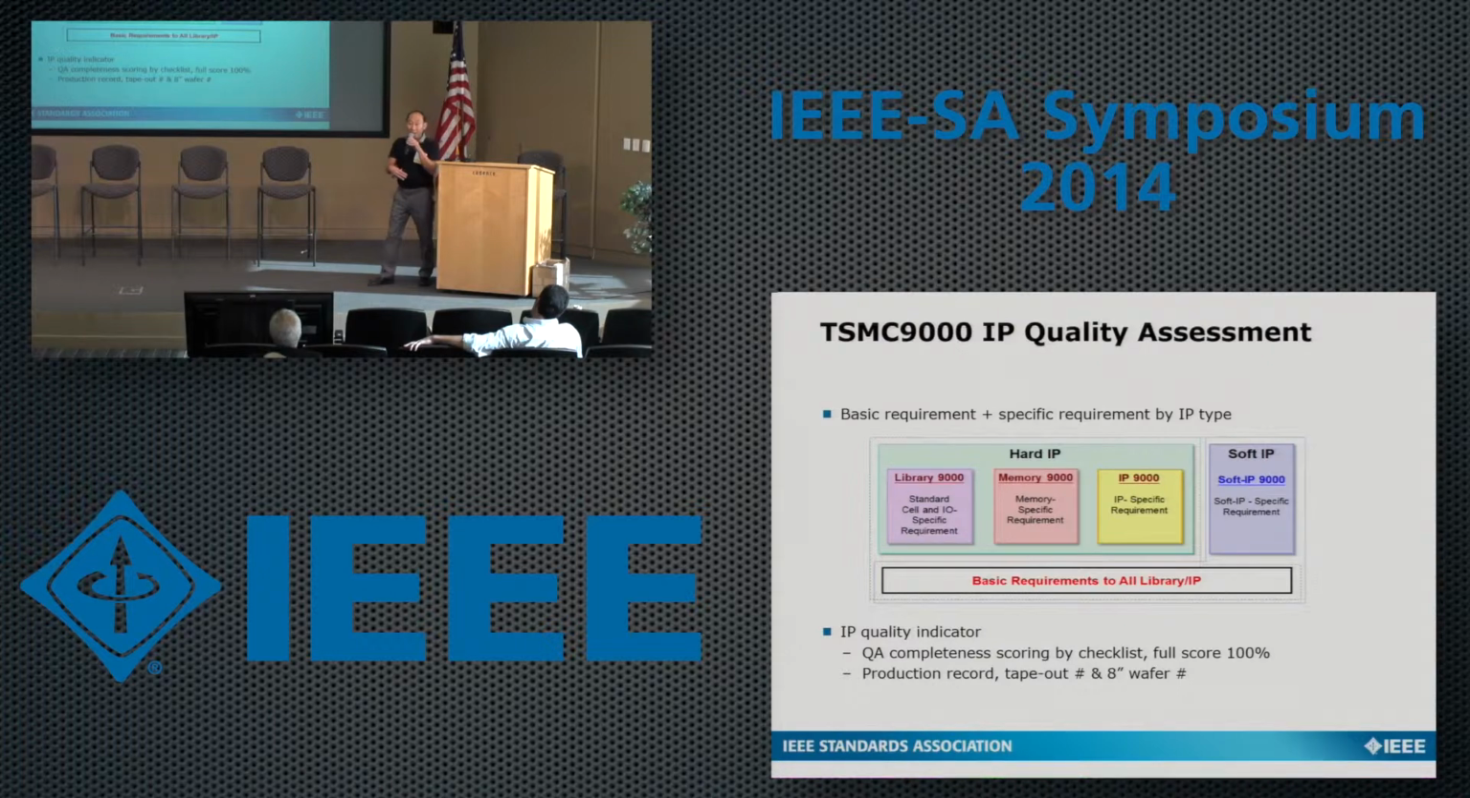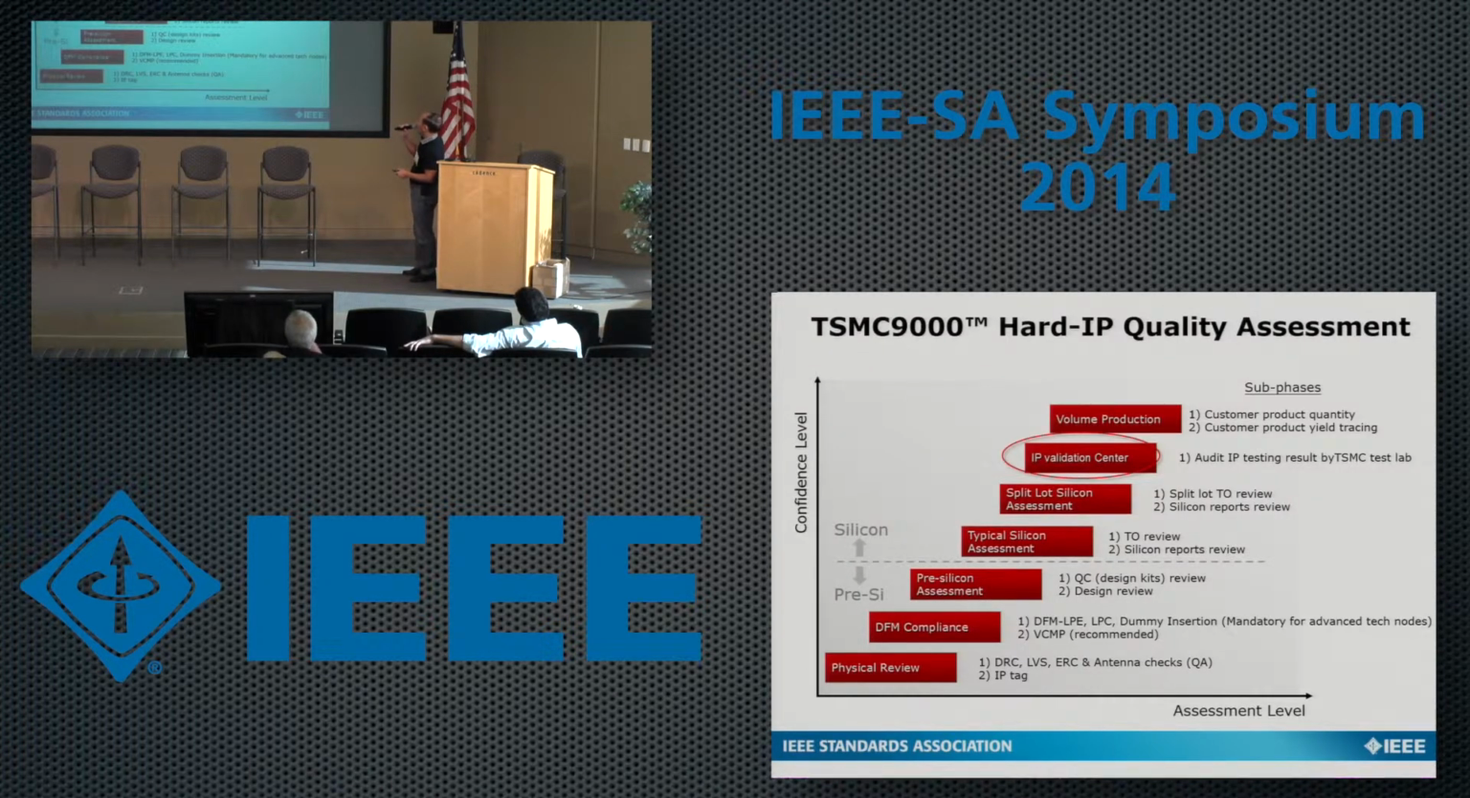So if you are an early adopter customer, you probably won't see a lot of these, but certainly people who come later will be able to see, okay, is this IP already being used by other customers, and what are the production records and number of wafers produced by the IP.